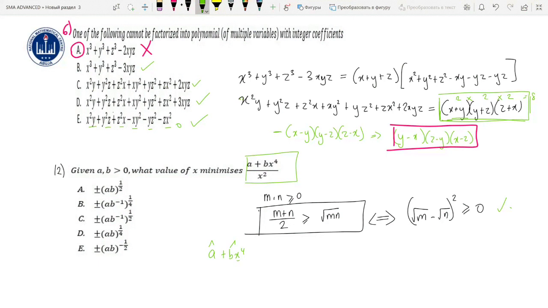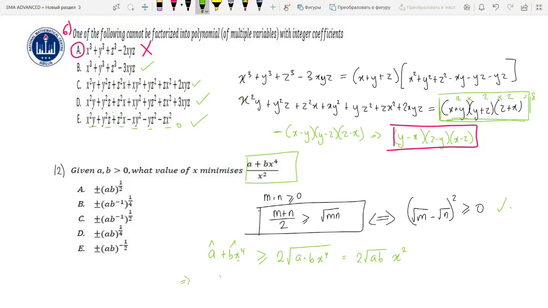Now by AM-GM, this is at least 2 times the square root of the product of these numbers. That's a times b x raised to the power 4. So this equals 2 root ab x raised to the power 2, sorry. Okay, so now what does this mean?